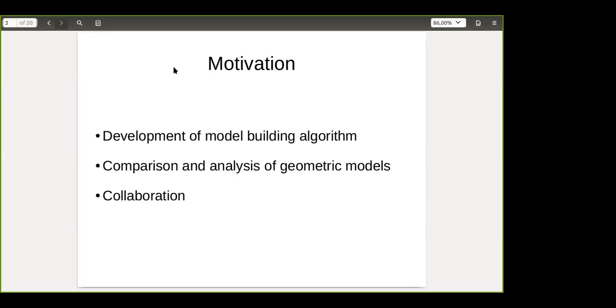For the motivation, CellPack is a model building algorithm that builds geometrical models of human cells. The development of model building algorithms is a very common task in science and also happens in other domains. Another common task is the comparison and analysis of geometric output models. Since all the outputs of CellPack are geometric, this is a task the developers are pursuing. And we also wanted to support the developers in their collaboration.